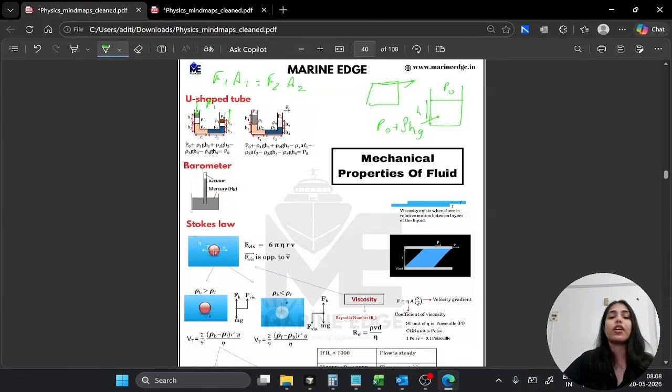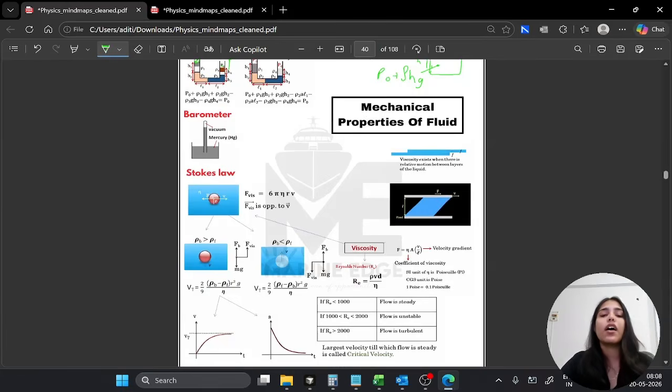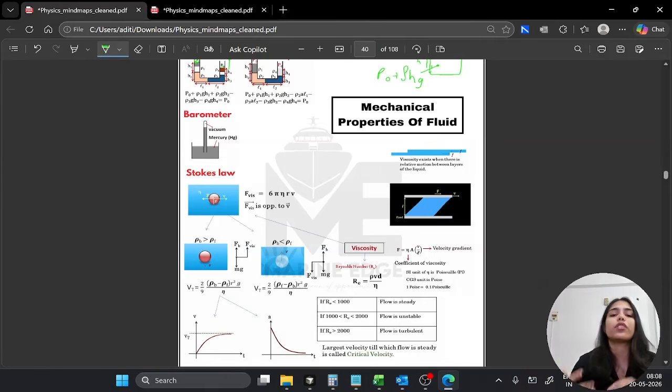Now, next is a barometer. What is a barometer? It is a device that is used to calculate pressure. I mean the pressure of the external environment.